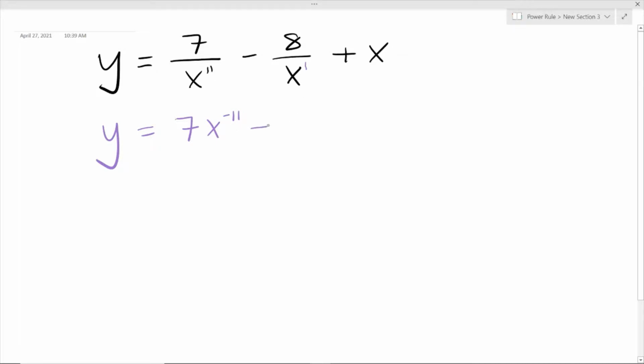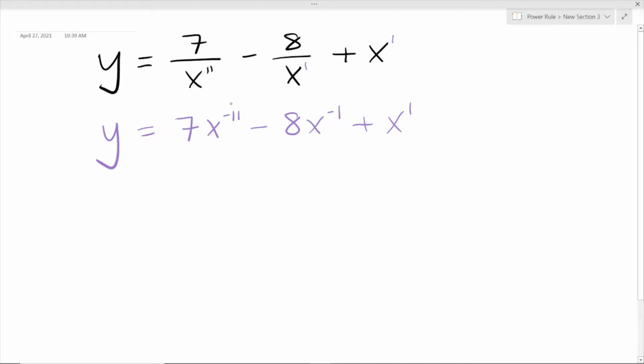And then minus 8 times x to the exponent of negative 1, just like this, because this is x to the exponent of 1. There's a 1 here when there usually is an exponent, and here there's also an exponent of 1 as well. This is in the numerator already. Let's just write it as such with the exponent of 1. So now I'm going to find a derivative by using the power rule.